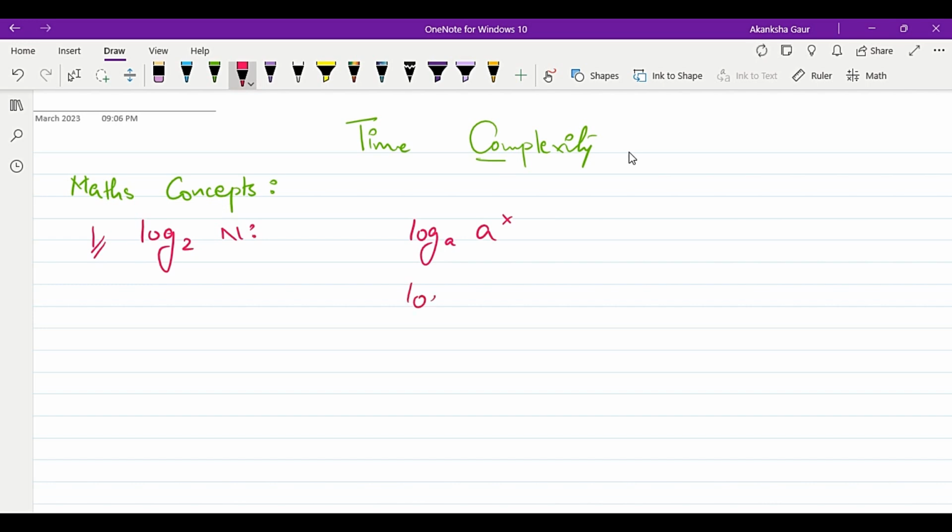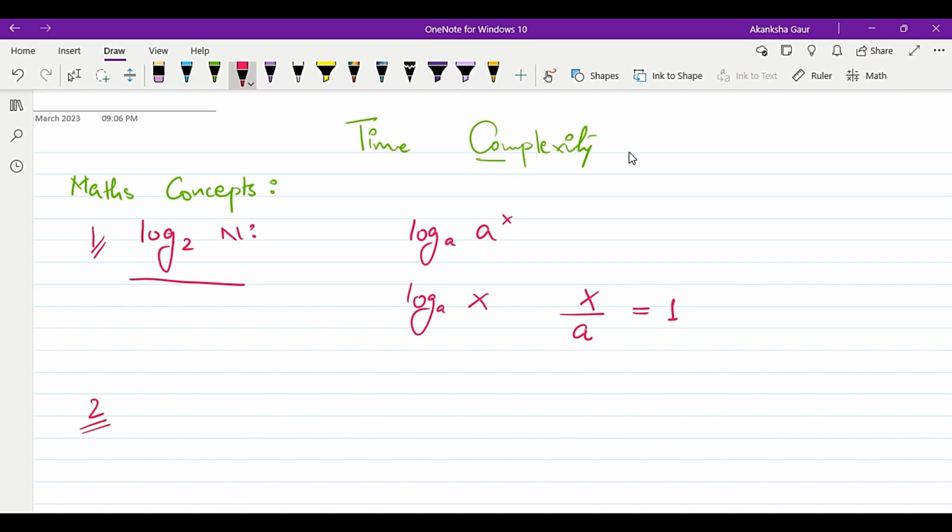Similarly, if I have log base a x, then I need to divide x by a repeatedly till x becomes equal to 1. So I am trying to say x by a will give me 1 after a certain number of counts. That count is depicted by this log. In this case, log base 2 n will mean the number of times we need to divide n by 2 to reduce it to 1.